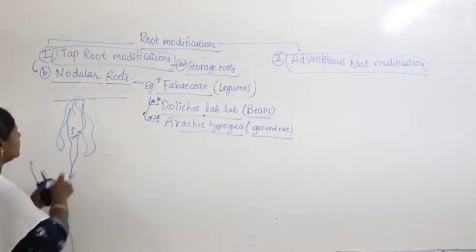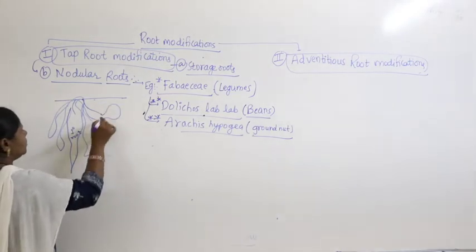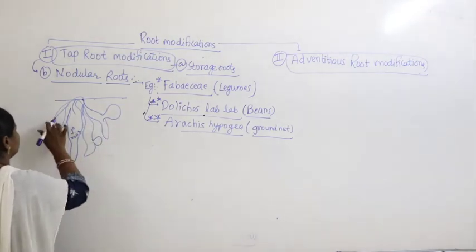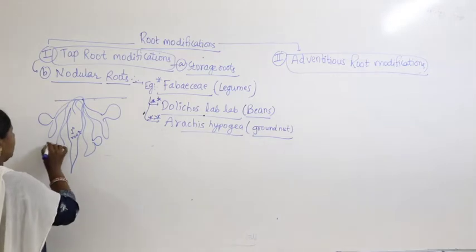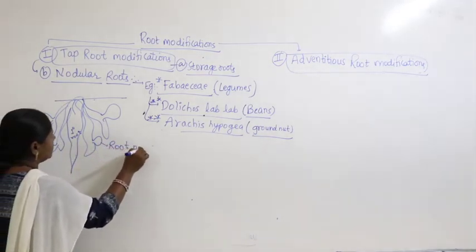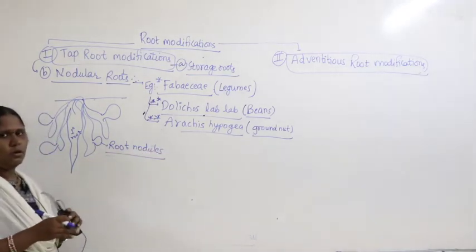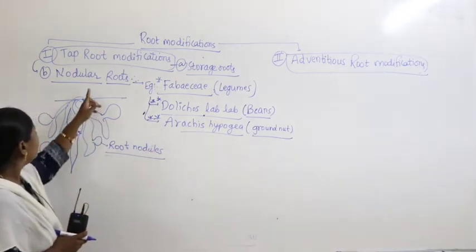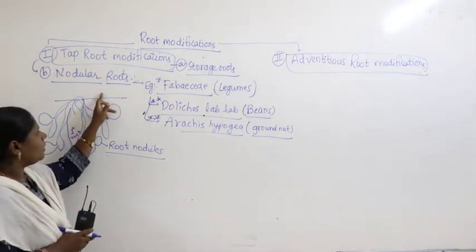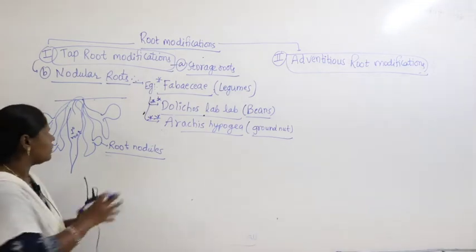Now, if you look at these nodular roots, on the lateral roots you can see formation of some nodules like this. These are called root nodules. These are called what? Root nodules. So what are nodular roots here? Let me give you the definition for nodular roots. It is very simple.